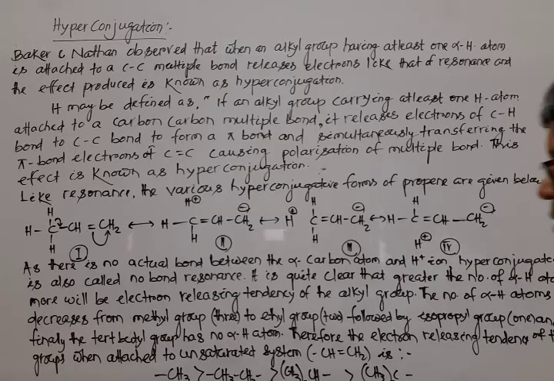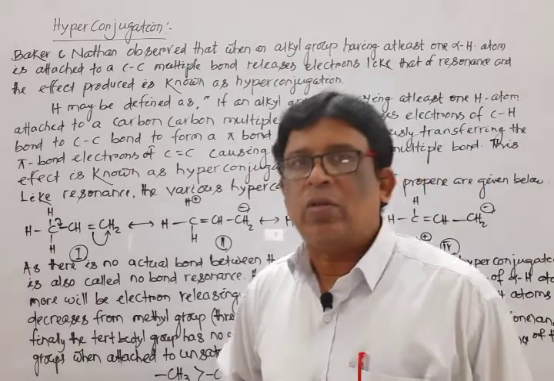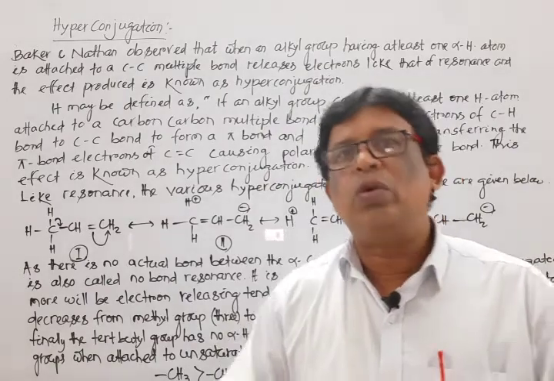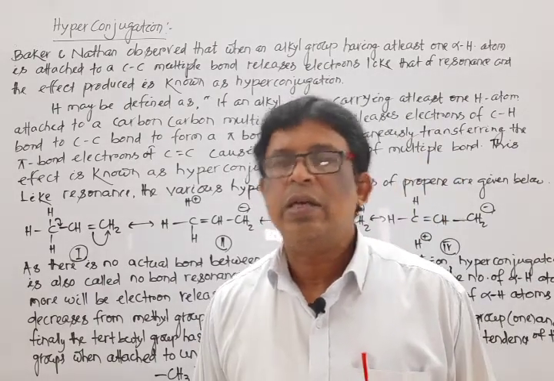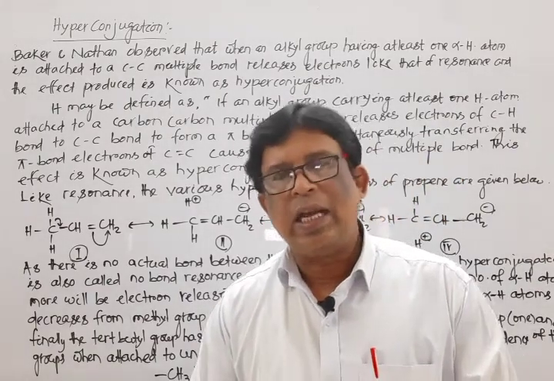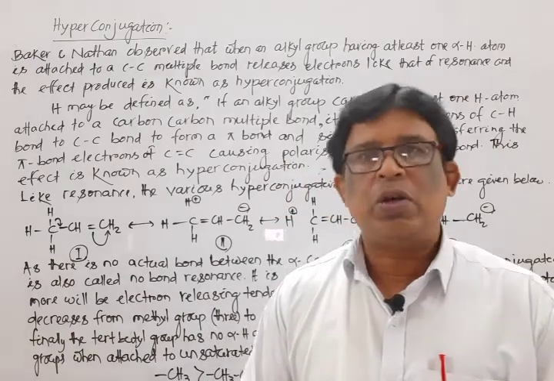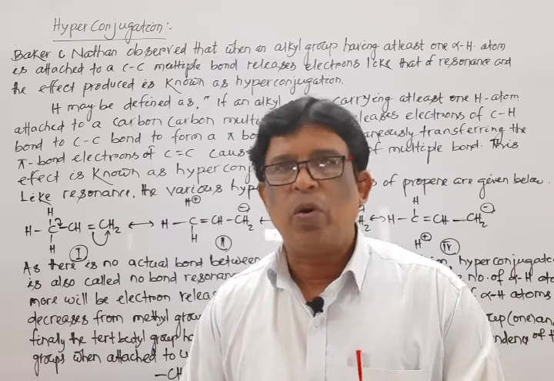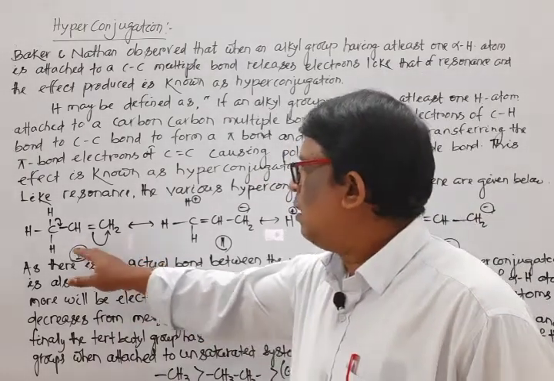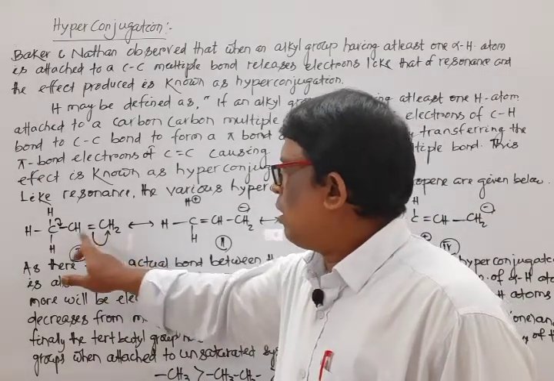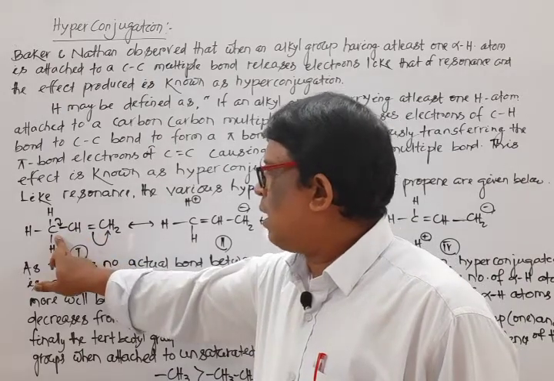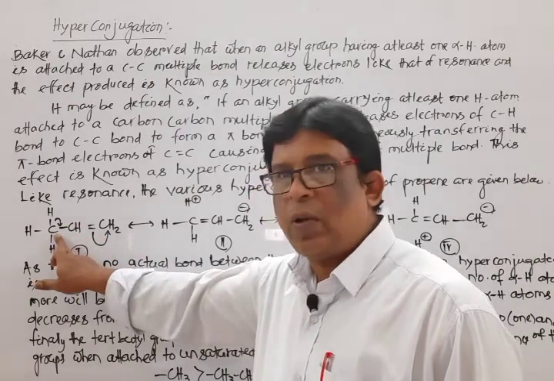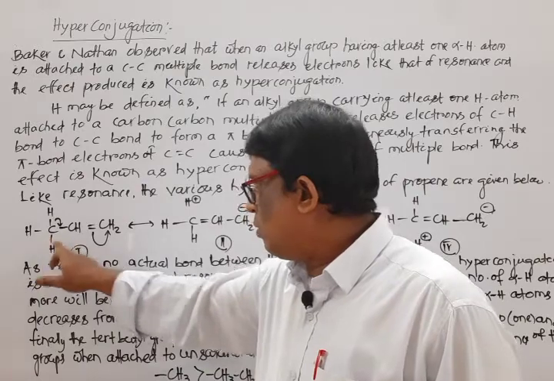Like resonance, where we know that by the concept of resonance one is able to write the various resonating structures, similarly the hyperconjugative structures are also represented. Let us take a suitable example, propene. Mark that in propene, the carbon attached to the carbon-carbon multiple bond, the functional group, is known as the alpha carbon, and it has 3 alpha hydrogen atoms.